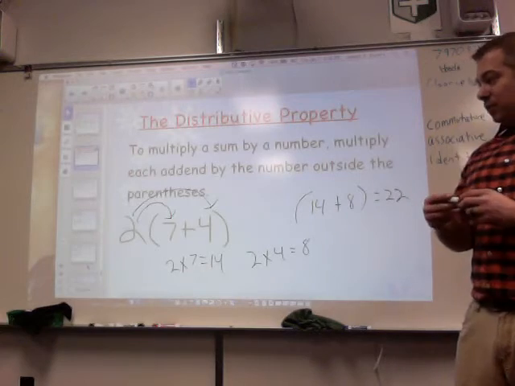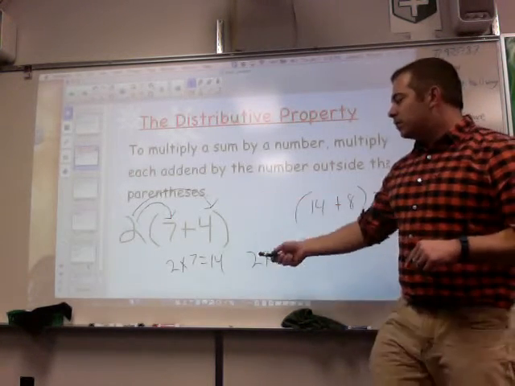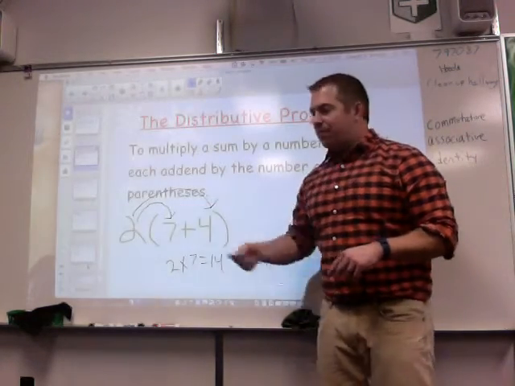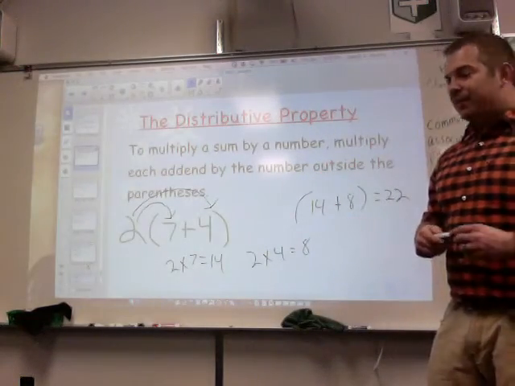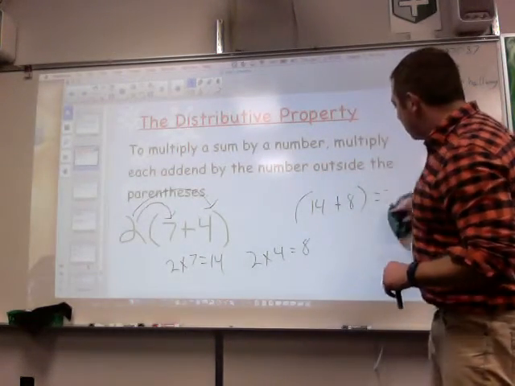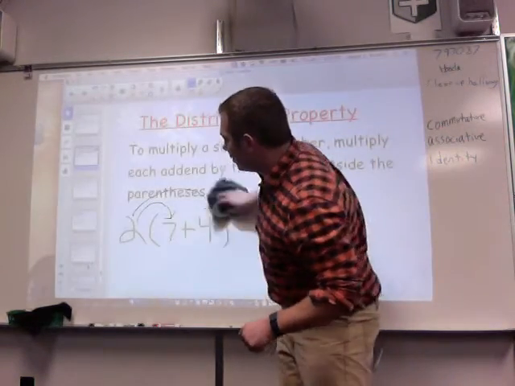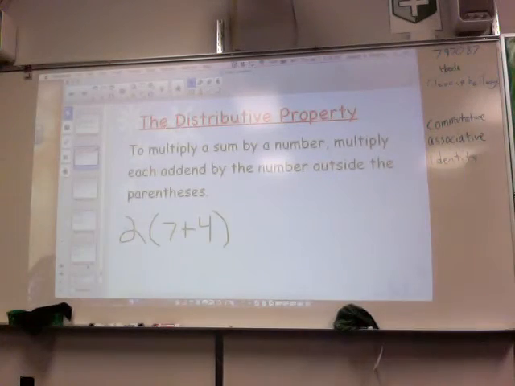So now you notice that there's two ways to actually solve this problem. I can do PEMDAS and follow those rules, do my parentheses first, then multiply, or I can distribute and then add. So it gives you a couple options when solving problems, and it'll help you in some cases when problems get a lot harder. The distributive property is your friend.